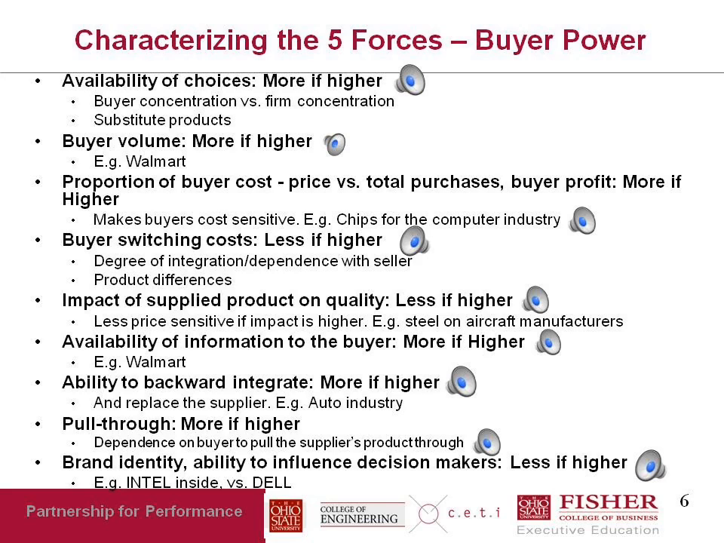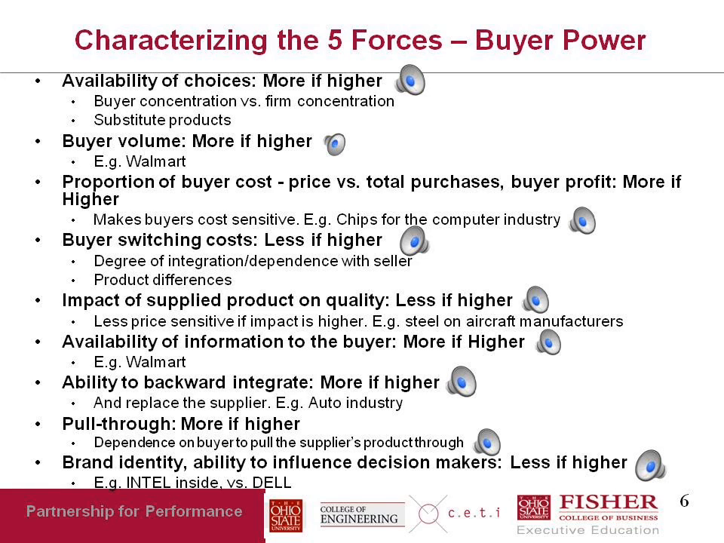The next item is the impact of the supplied product on quality. So if the supplier's product has a high impact on the quality of the buyer's product, then the buyer power is likely to be low. So for example, let's say that I'm making steel ships. If the quality of my ship is highly dependent upon the quality of steel, then my buyer power as the shipbuilder is less with respect to the supplier of the steel.